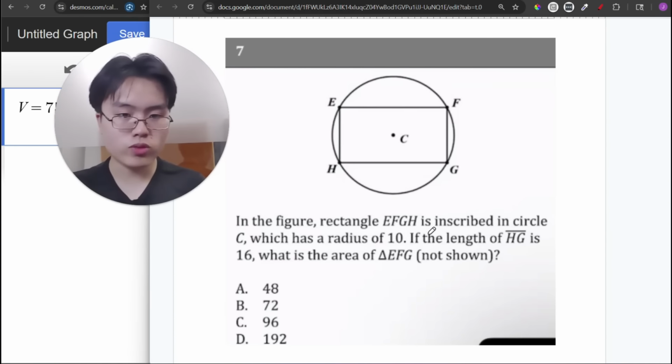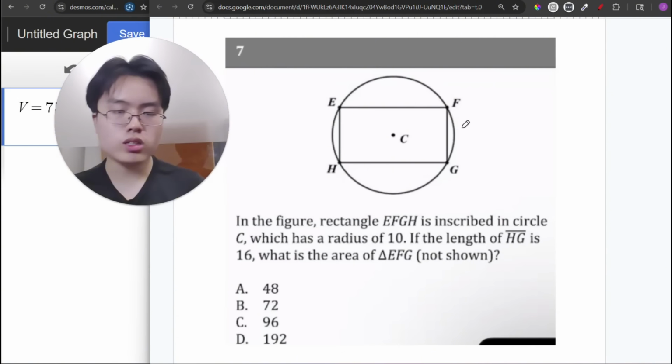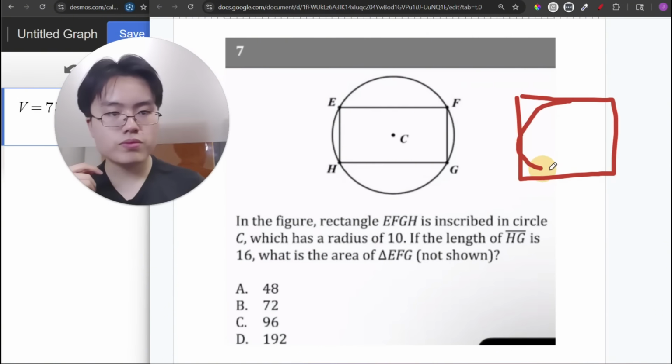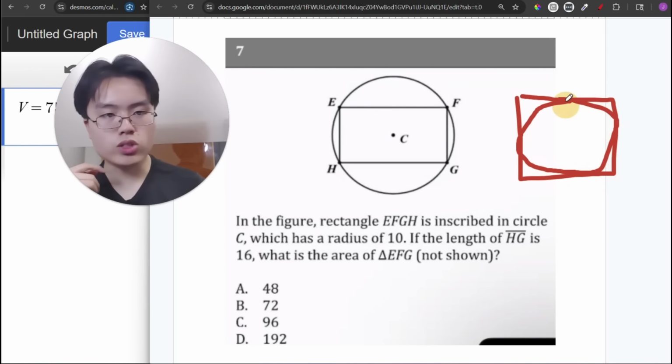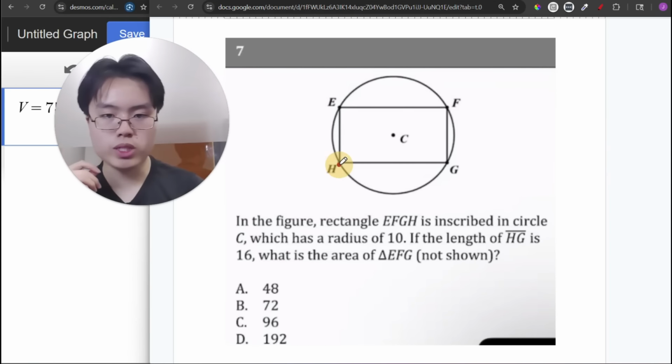There's actually a really good strategy for inscribed shapes. In the figure, rectangle EFG, so it's just this rectangle, is inscribed in a circle C. What inscribed means is that it's as big as it can be inside that other shape. It doesn't even have to be a rectangle inside a circle. It could be the other way around. Let's say there's a square and a circle inside the square. Inscribed shapes basically means they're touching at the max. This circle cannot be any bigger inside the shape. Same thing for this rectangle. At least proportionally, it can't be any bigger. All the edges of the rectangle are touching the circle.